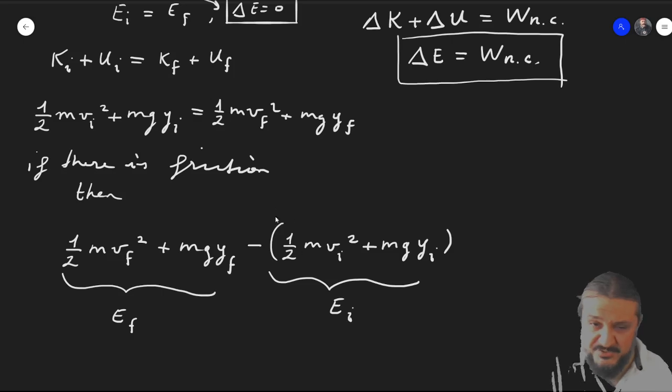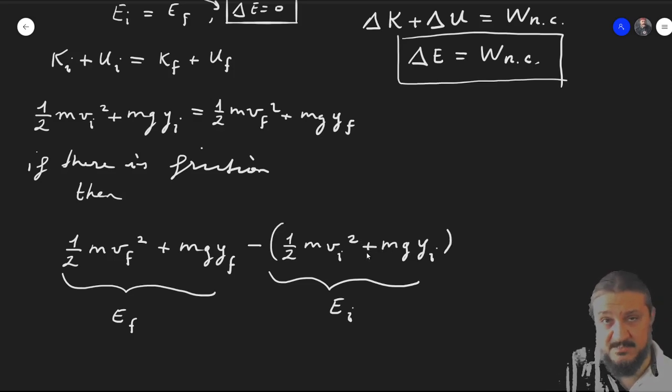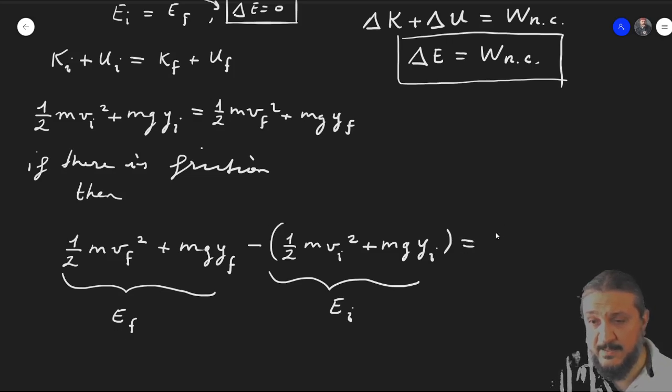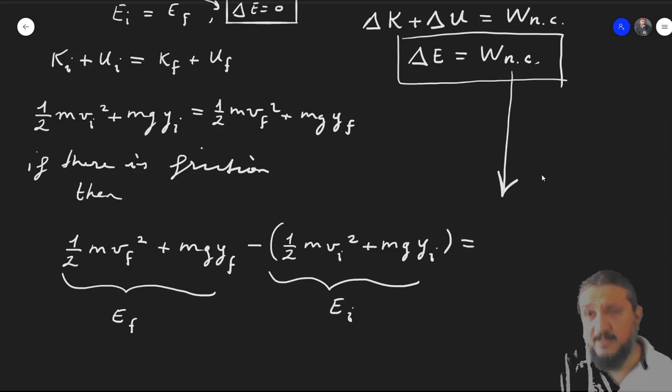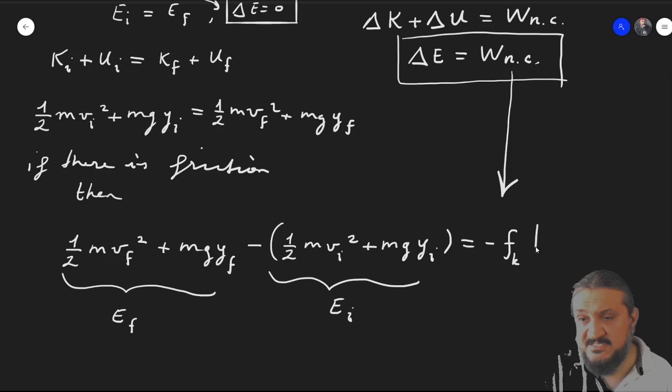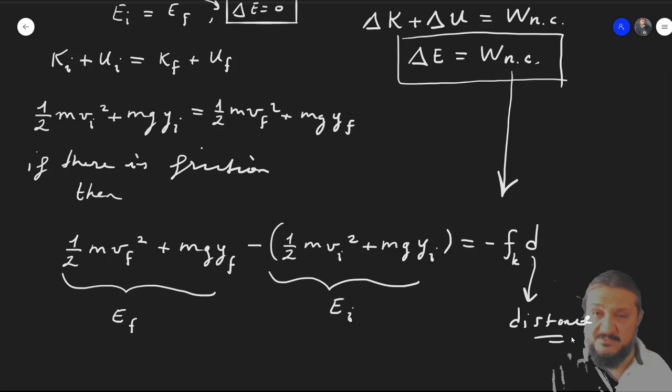Okay, if you write it like this, make sure you put the parentheses, or if you're not going to put the parentheses, this plus will be minus, right? So make sure you get that right. But this will be equal to the work done by the non-conservative force. If it is friction, we're talking about negative Fk, the kinetic friction force, times some distance d. That depends on the problem, of course. You determine the distance traveled, okay? So this is what this equation becomes. All right? So that's the idea.